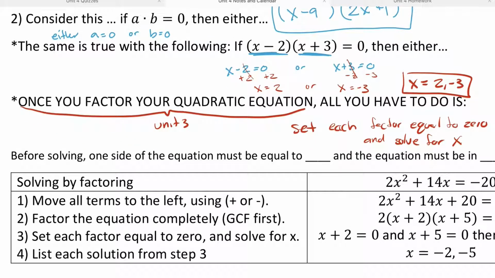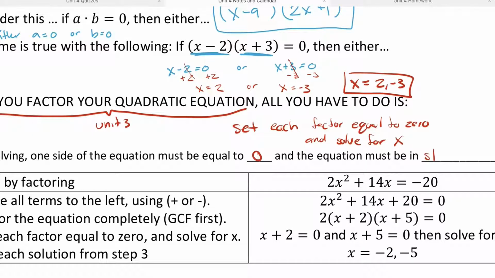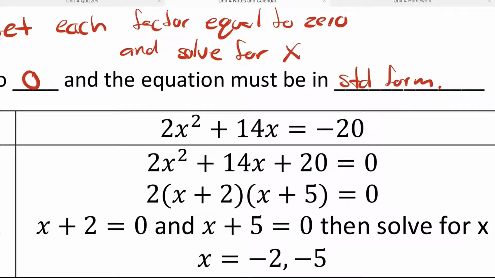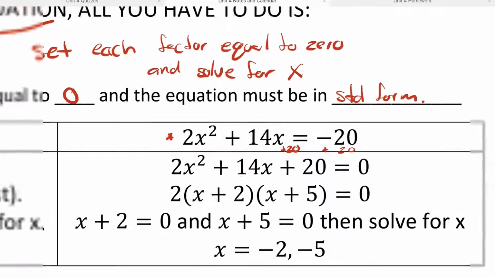Just a quick reminder before solving: one side of your equation must be equal to 0, and the equation must be in standard form. Here are some steps for solving by factoring. Say we have an equation like 2x squared plus 14x equals negative 20. The first thing we should always do is put it into standard form, so we subtract 20 from both sides, and that's what we'd get in our next line. The next step is to factor.